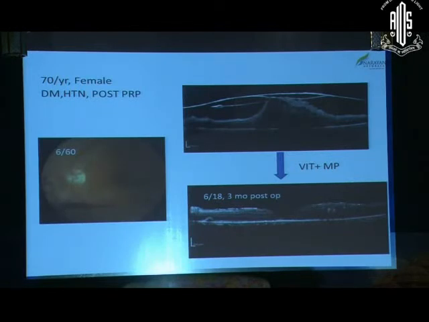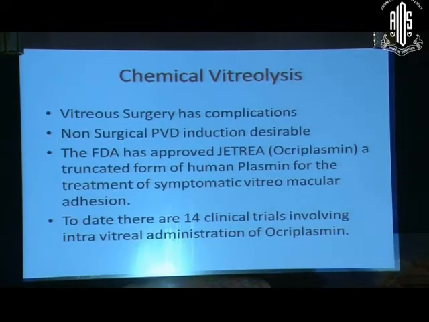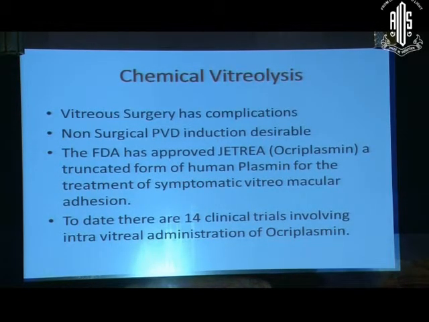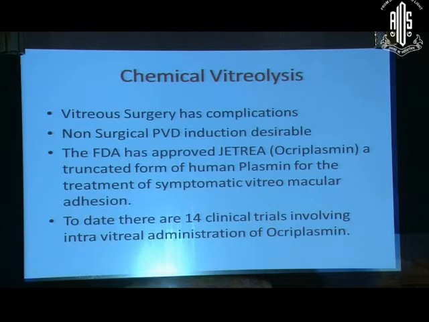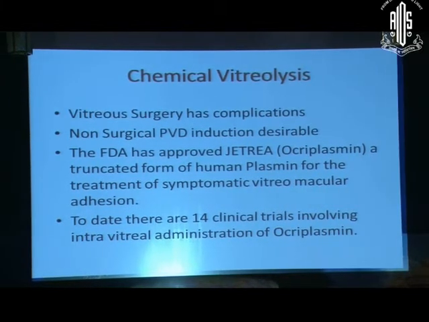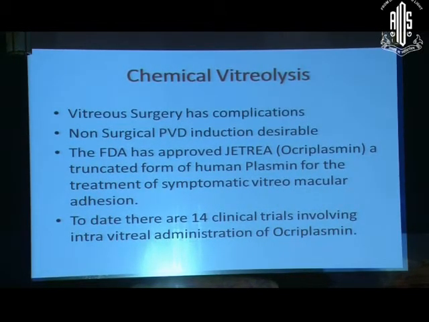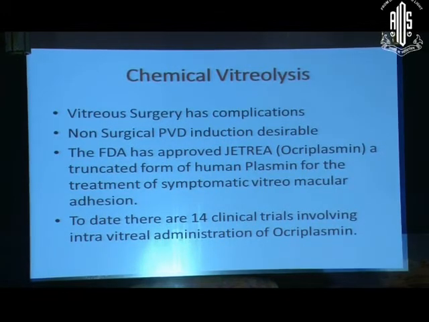And this is a case of PDR with vitreoschisis. We can see there is a vitreomacular traction here, and the patient underwent surgery with improvement. But vitreous surgery has complications. So the ideal way could be to have an agent that can be injected into the eye, and it causes innocuous separation of the hyaloid.